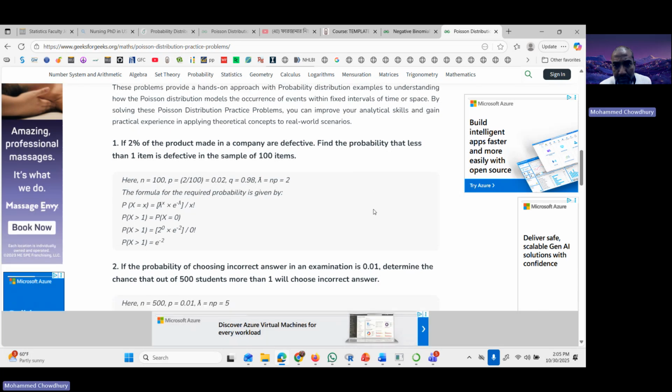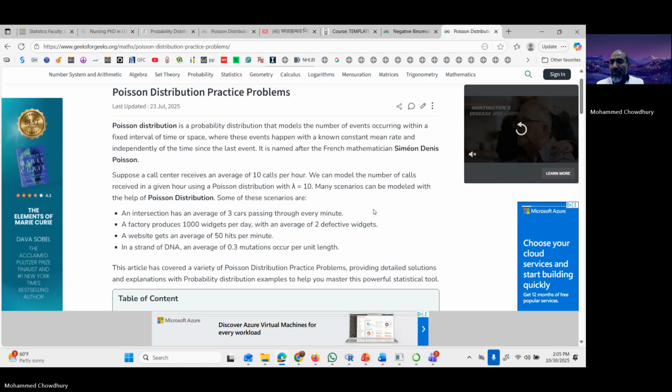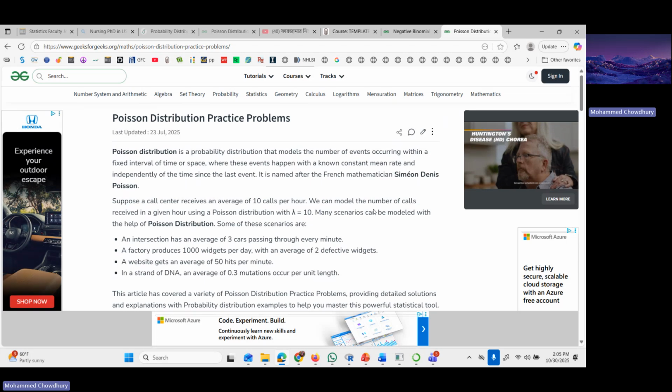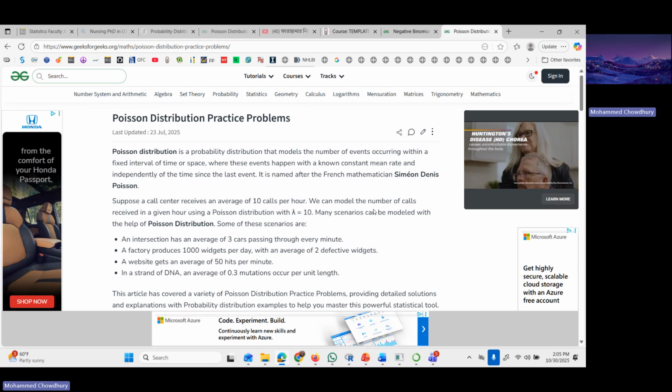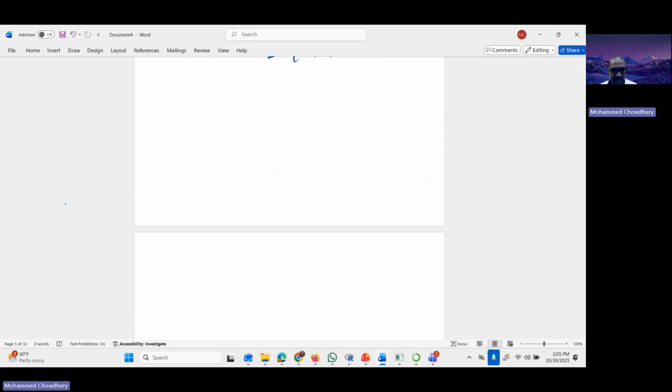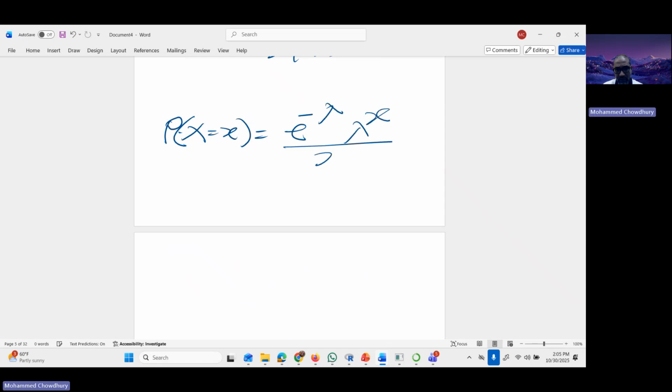Okay, so now let me start Poisson distribution. Remember, Poisson distribution is actually coming from the binomial distribution. Poisson distribution has a mathematical formula like this: e to the power minus lambda, lambda to the power x over factorial x. And x takes values 0, 1, 2 up to infinity.